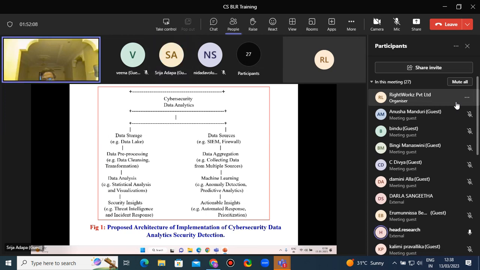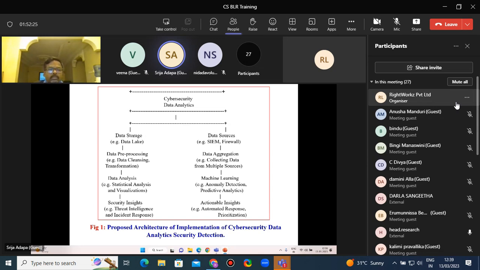Next one is security insights. Security insights refers to valuable information and actionable intelligence that can be gained from analyzing security data. Here we have used threat intelligence and incident response.